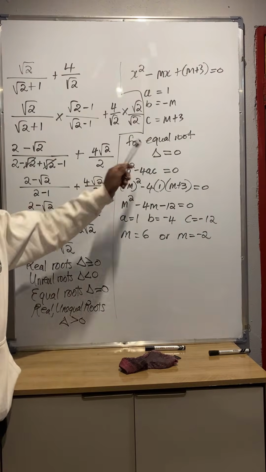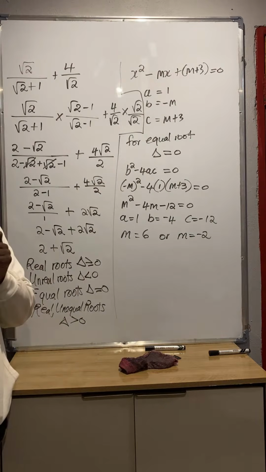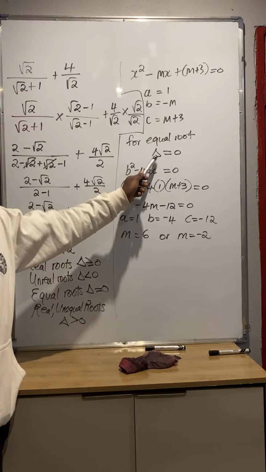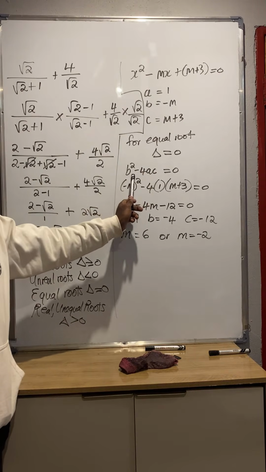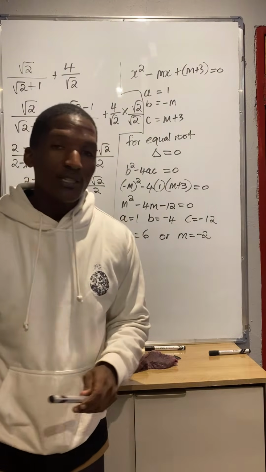For equal roots, delta is equal to 0. Therefore, b squared minus 4ac. Remember, delta is b squared minus 4ac. So we will move on. Any question, family?